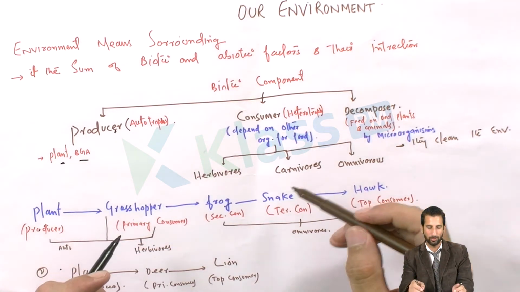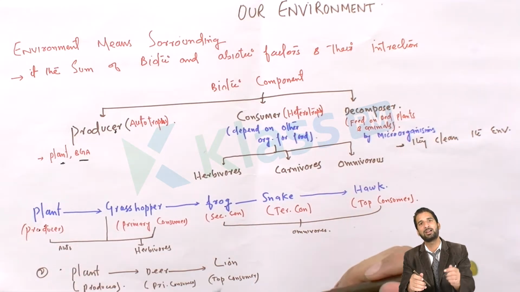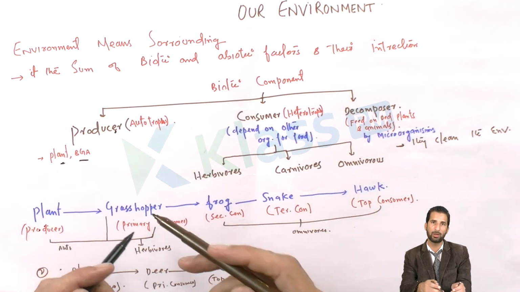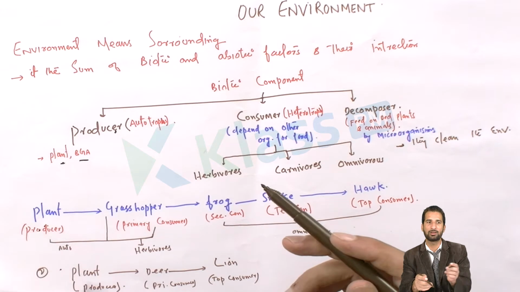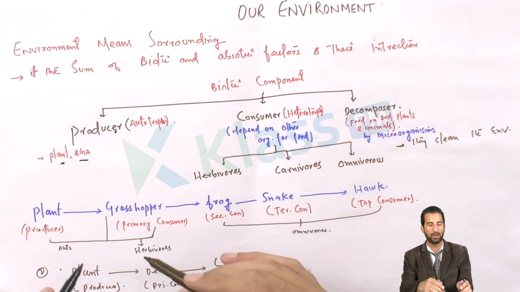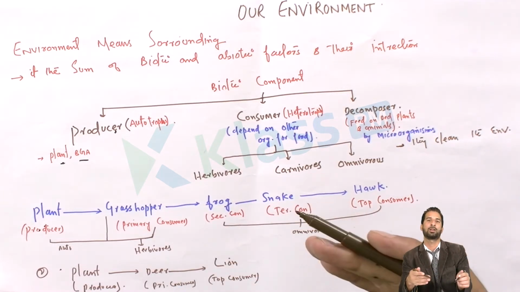And the carnivores here, you can see the frog acts as a secondary consumer because they eat primary consumers, and primary consumers eat producers. This is simply the chain. We will explain next what a food chain is, but this will help you to understand how the food chain goes on in the environment.